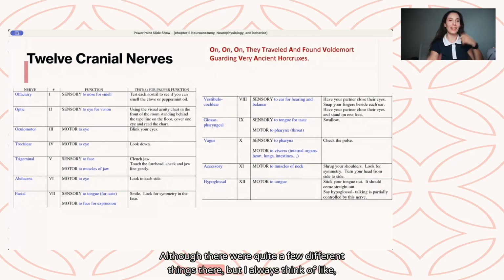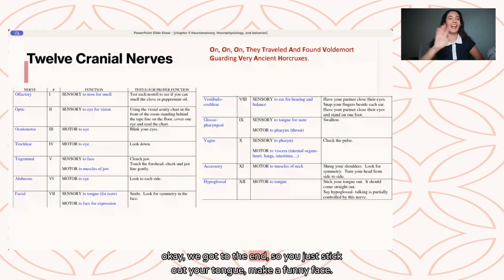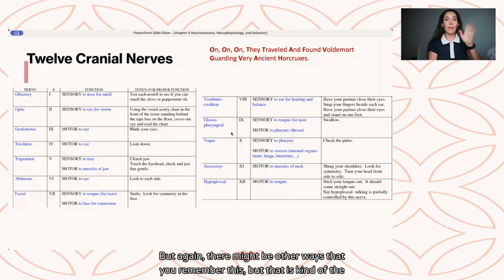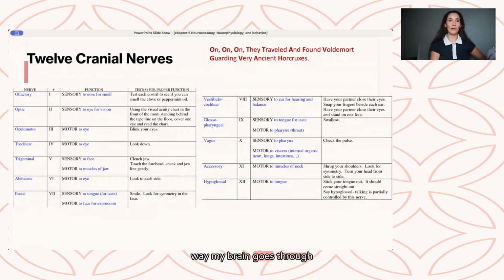There were quite a few different things there, but I always think, okay, we got to the end, so you just stick out your tongue and make a funny face. But again, there might be other ways that you remember this, but that is the way my brain goes through it.